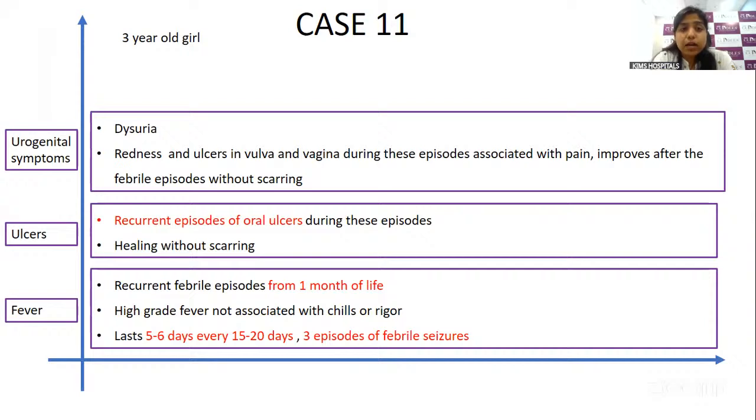And the child also had ulcers and redness in the vulvovaginal area, and there was some amount of dysuria. For this episode, the child was treated multiple times as a UTI. The child was treated as a viral infection also. But we noticed that during this illness, apart from the ulcers, the child also had tender lymphadenopathy.